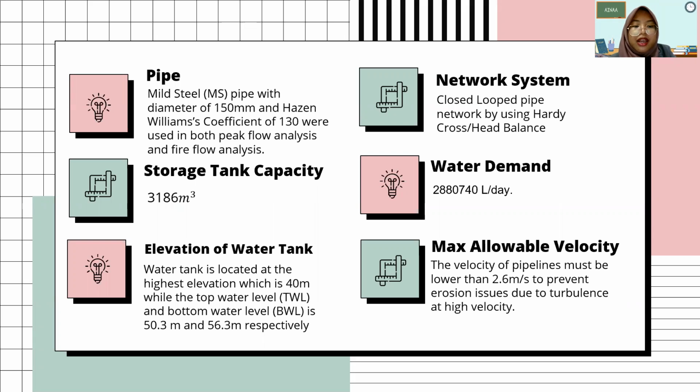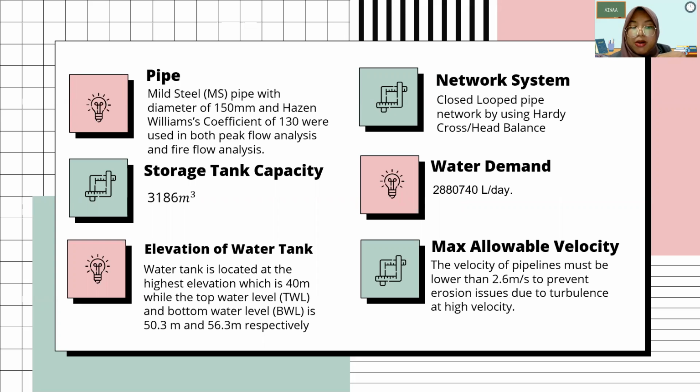And for the elevation, the water tank is located at the highest elevation, which is 40 meter, while the top water level and bottom water level are 50.3 meter and 56.3 meter respectively. So for the maximum allowable velocity, the velocity of the pipeline must be lower than 2.6 meter per second to prevent erosion issues due to turbulence at high velocity.